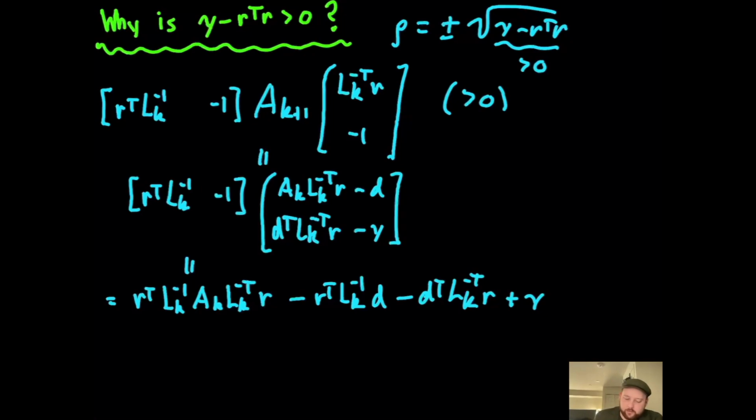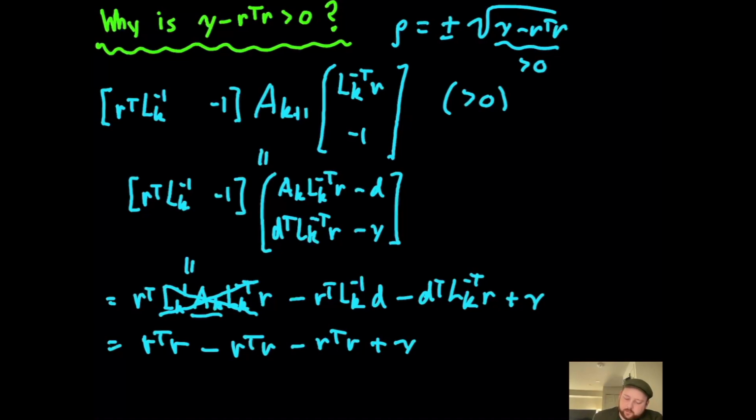And then we can simplify a little bit. What do we know? We know that A_K is equal to L_K times L_K transpose. So actually this whole thing will annihilate to the identity, and we get R transpose R. And remember that L_K inverse D was equal to R, so we can use that to take care of these two terms. So we wind up with R transpose R minus R transpose R, again minus R transpose R, plus gamma.